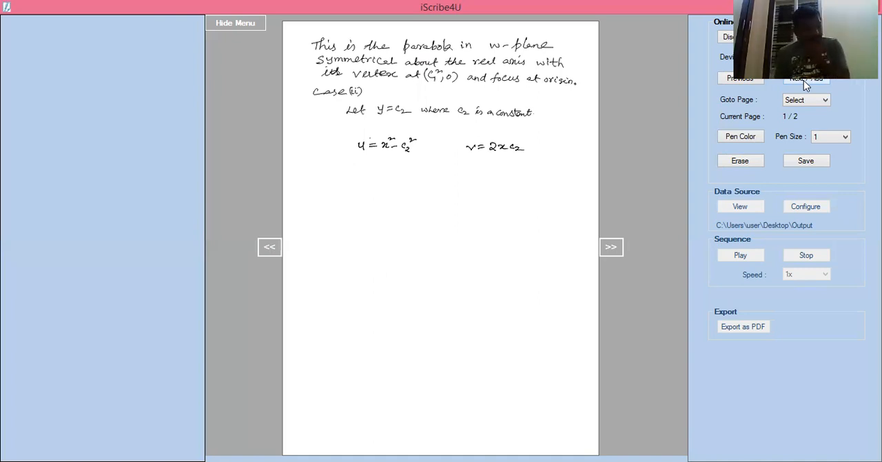Now I'll write from this, X equal to V divided by 2C2.